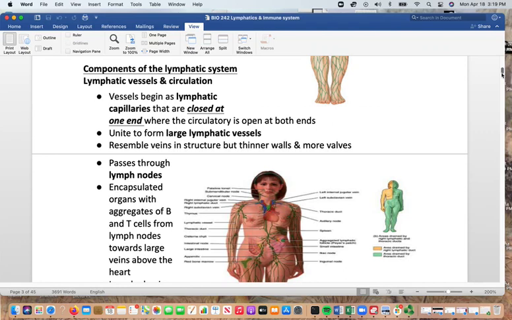These lymphatic capillaries are going to unite to form your larger lymphatic vessels. They are more similar to the veins in structure than they are to the arteries, but they've got even thinner walls and more valves. And on the way back, they're going to pass through lymph nodes. They're encapsulated organs that are going to have aggregates of B and T cells in there.